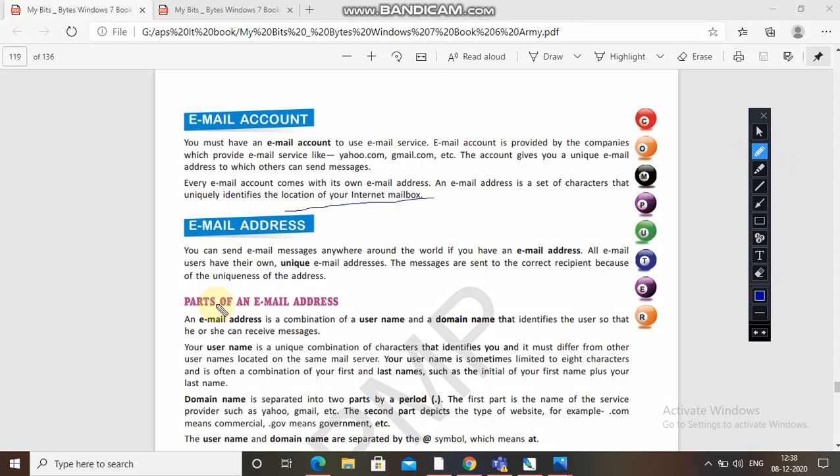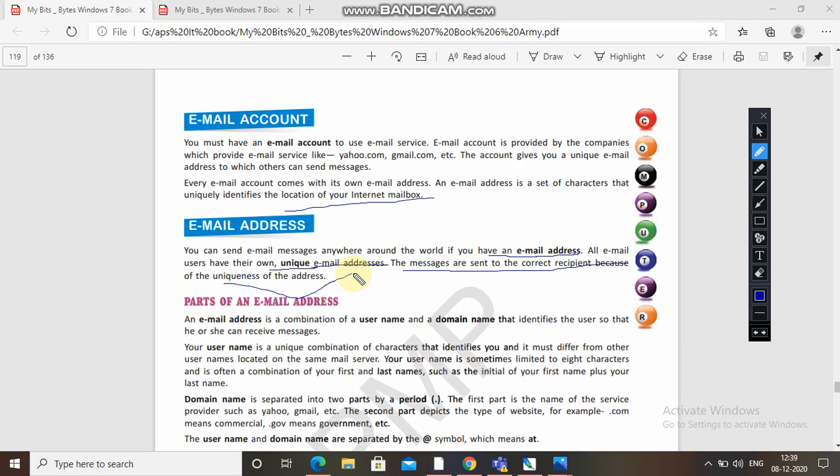So this is the email account, and what about the email address? You can send email messages anywhere around the world if you have an email address. All email users have their own unique email address, because if all the users have the same address, then what happens? A hodgepodge will be there. All the people would see the messages, and no one will get the correct message. Okay, that's why a unique address and unique email ID is there. The messages are sent to the correct resident because of the uniqueness of the address.